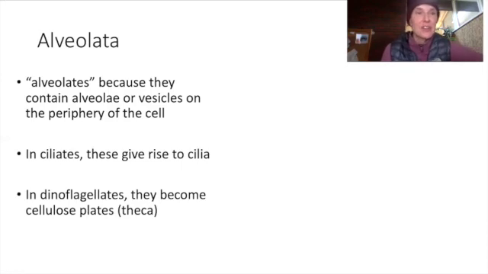This group is called Alveolata because they have alveoli, or kind of little pouches, vesicles on the periphery of the cell and the cell membrane. In the Ciliophora, the ciliates, this gives rise to all the cilia. Think of Paramecium, all fuzzy and covered with cilia. But in dinoflagellates, these alveoli become something very different. They become cellulose plates. They're called theca.